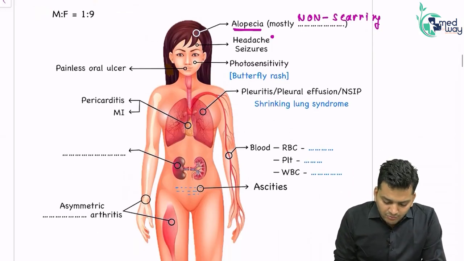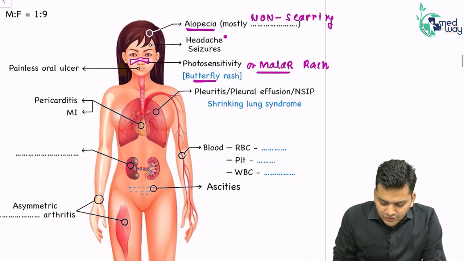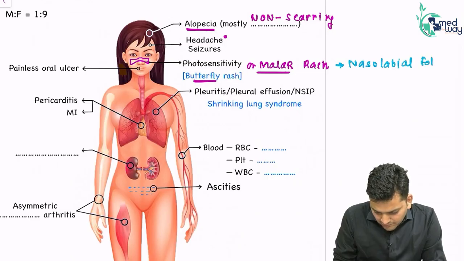There can be formation of the rash on the face area, something like this. This is the butterfly rash, also referred to as the malar rash. It is going to spare the nasolabial fold. Nasolabial fold is spared.